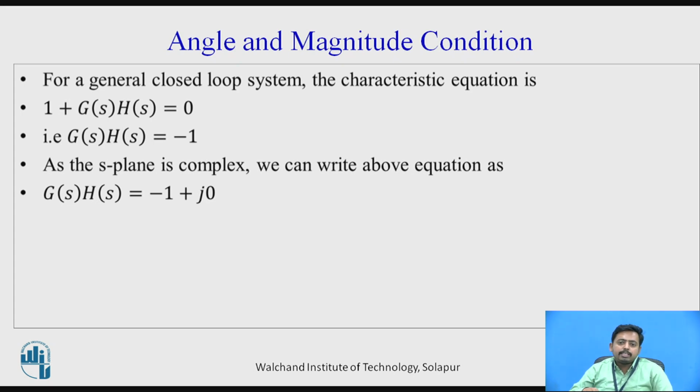There are two conditions that a value has to satisfy if it has to lie on the root locus. One is the angle condition and another one is the magnitude condition. For a general closed loop system, the characteristic equation is given by 1 plus g of s into h of s equal to 0, or if we transfer 1 to the RHS, we get g of s into h of s is equal to minus 1. As the s plane is complex, we can write the above equation as g of s into h of s is equal to minus 1 as the real part and there is no imaginary part, so we write it as minus 1 minus j0.